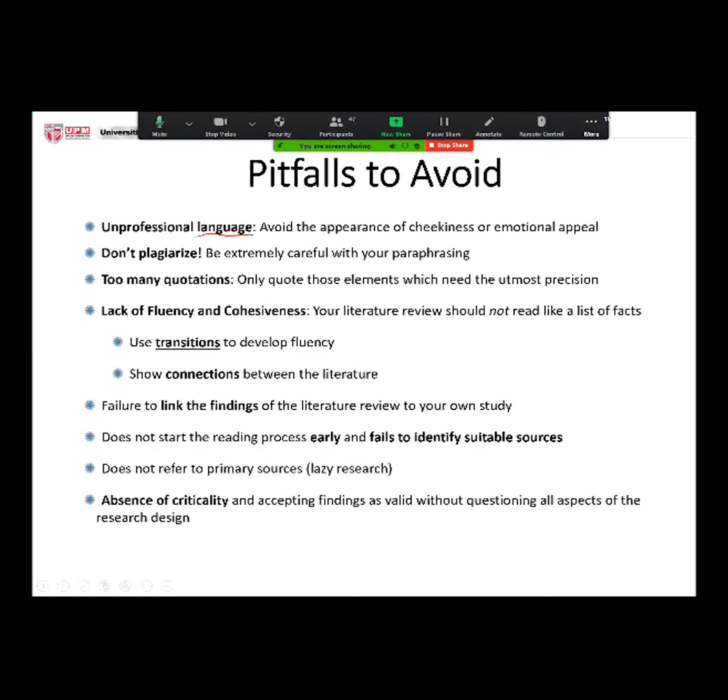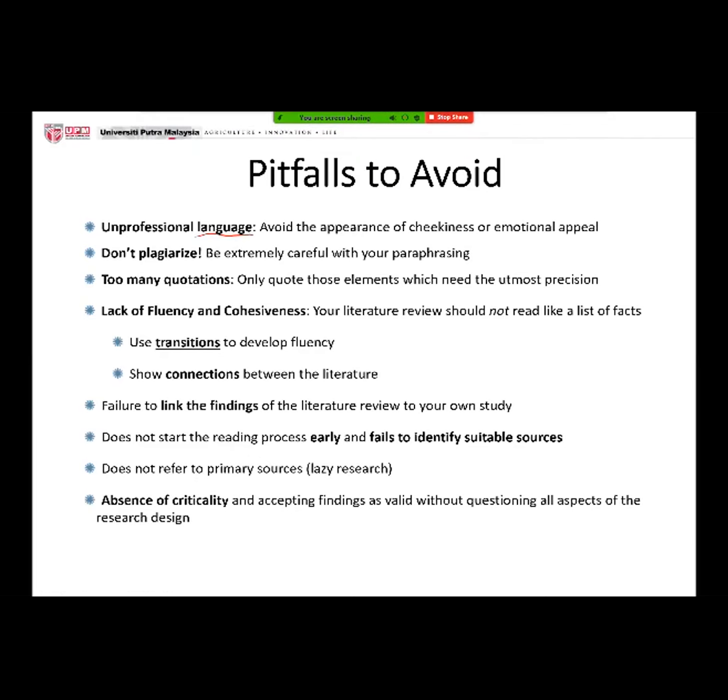Secondly, don't plagiarize. Of course, this is a very big issue. Even in academia, this is very, very widespread. There are a lot of people who are caught plagiarizing, and it's not a good thing. It relates to your ethics as well.